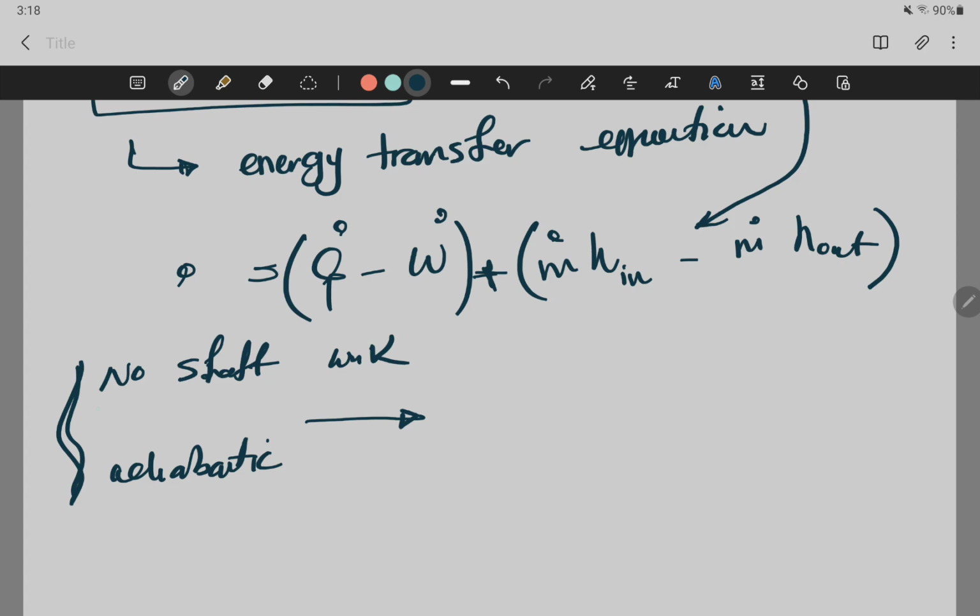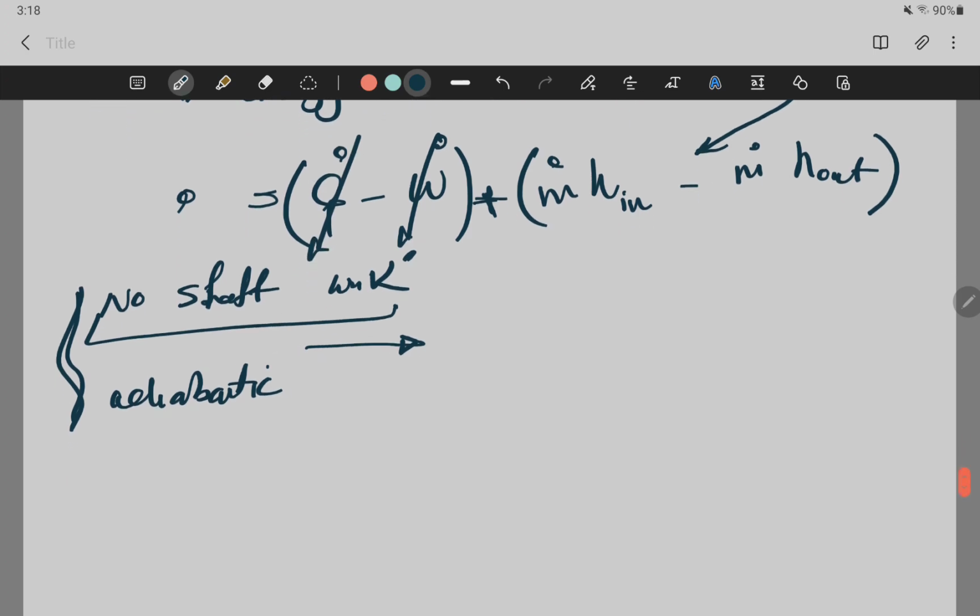No, I'm saying there is no shaft work. What does it mean when I say there is no shaft work? Think about it this way: you have the turbine, and your turbine shaft is not moving for whatever reason. That's the shaft work. So what does that mean for this equation? W dot is 0. What about the adiabatic? Q dot is going to be 0. So if there is no work, then m dot h out has to be equal to m dot h in.